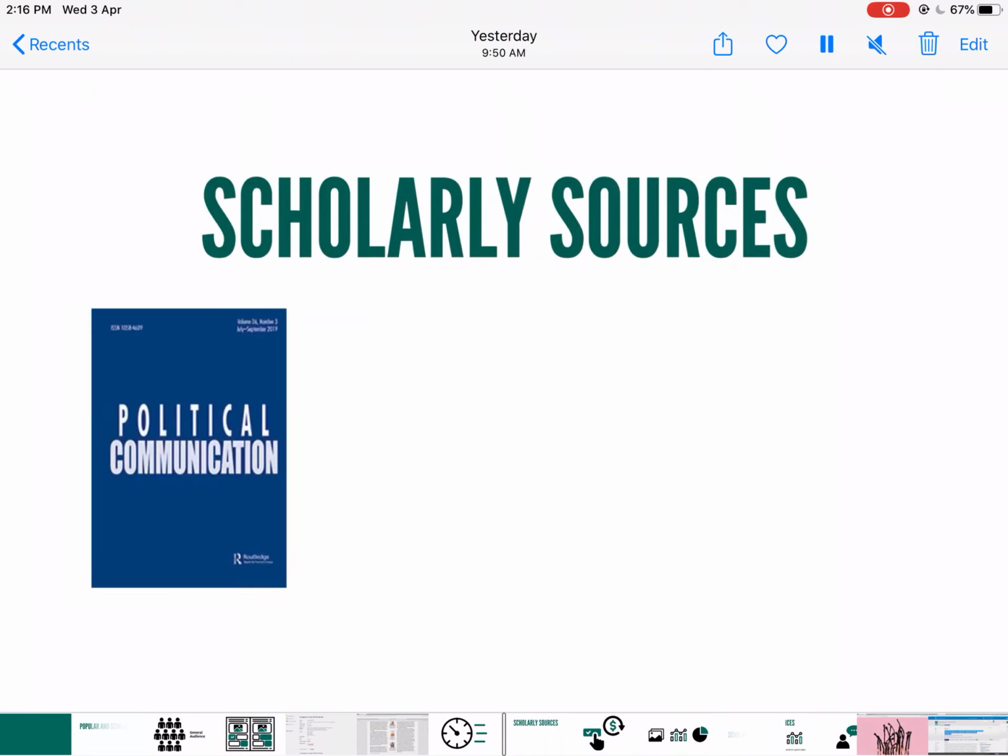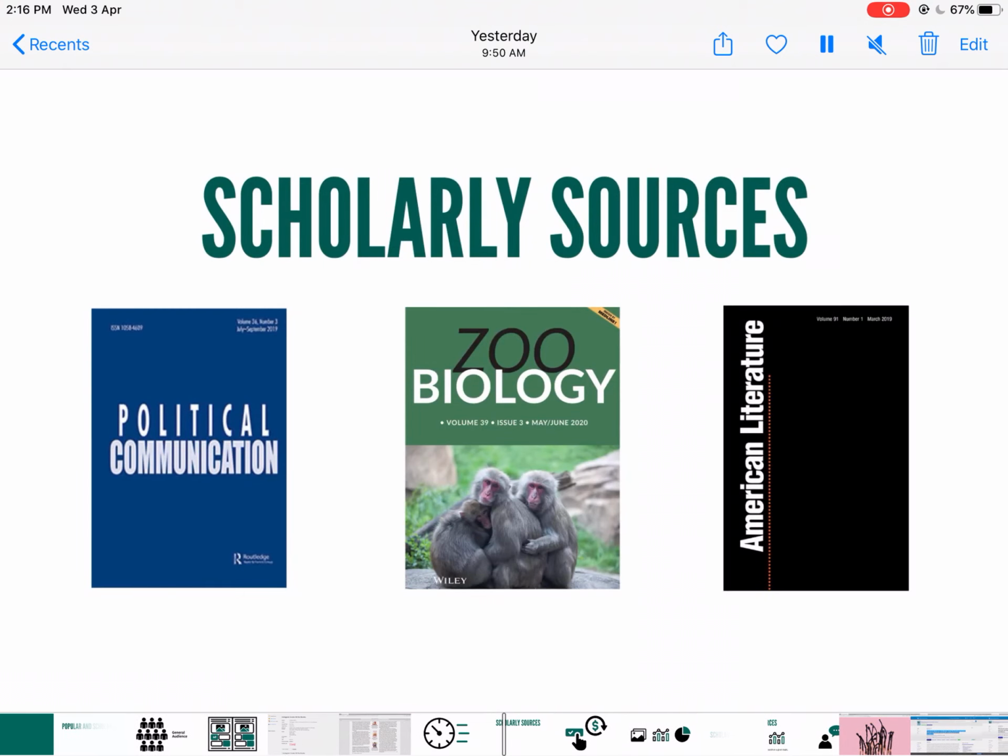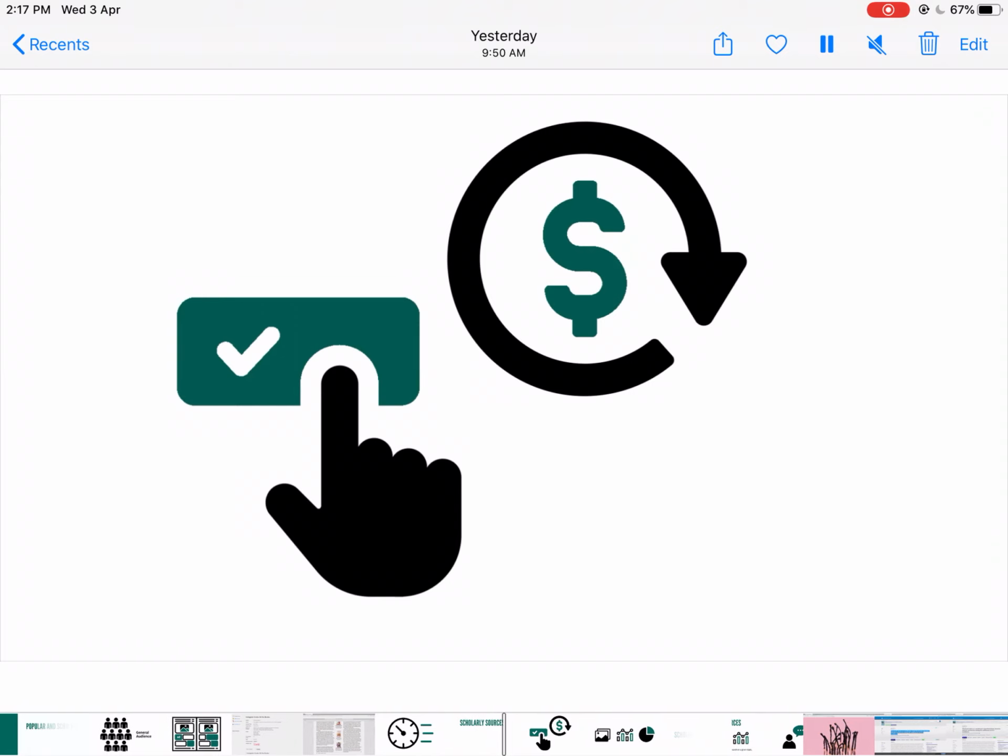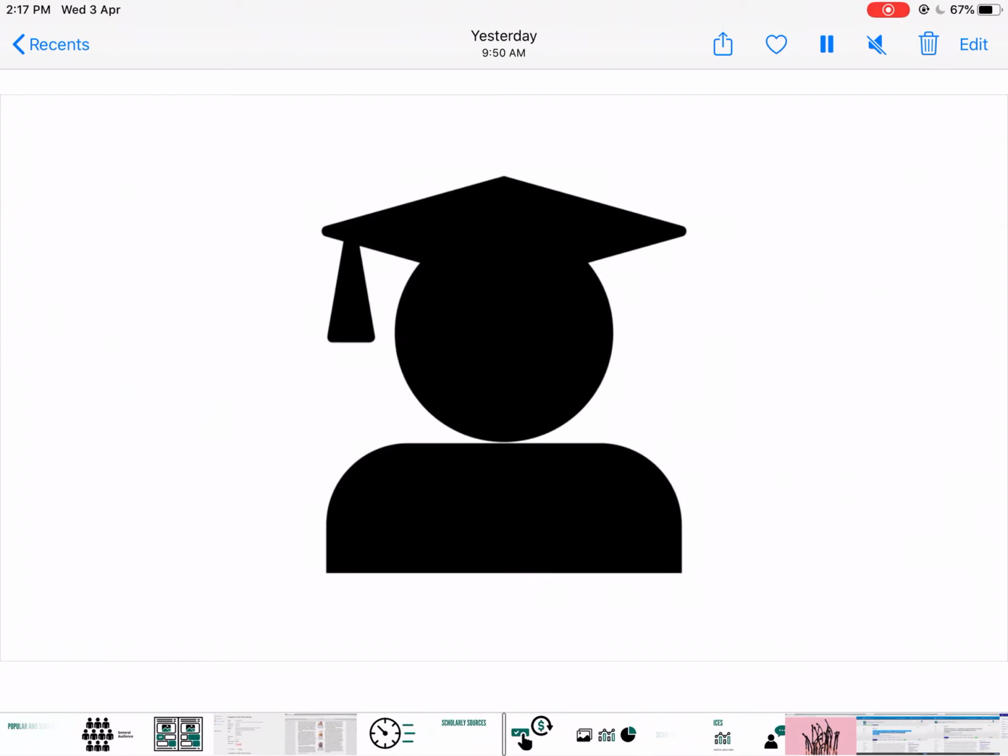What are scholarly sources? They can be journals. Examples given here are Political Communication, Zoo Biology, American Literature. All these are proven journals, which will have many articles and give you technical inputs and insights along with the ideas. Those are all authentic, proven sources. Most of the time it has economics involved. When you are using it, you might need to take a membership or pay for it, and at the other end it is going to generate revenue for the inventor and the publisher also. So these are called scholarly sources.